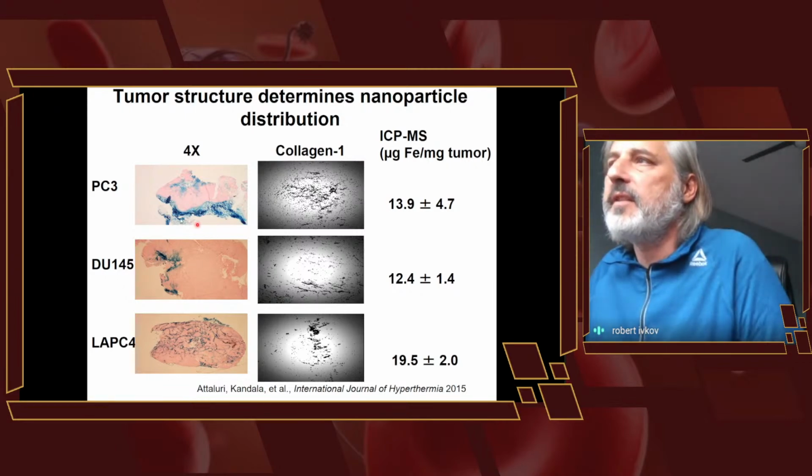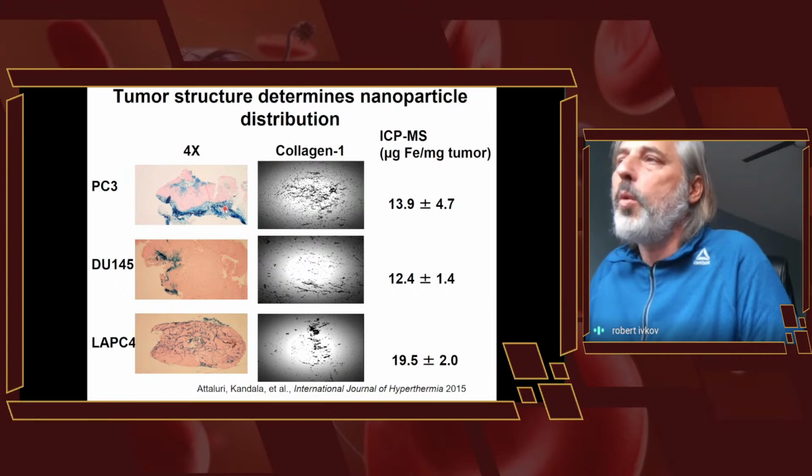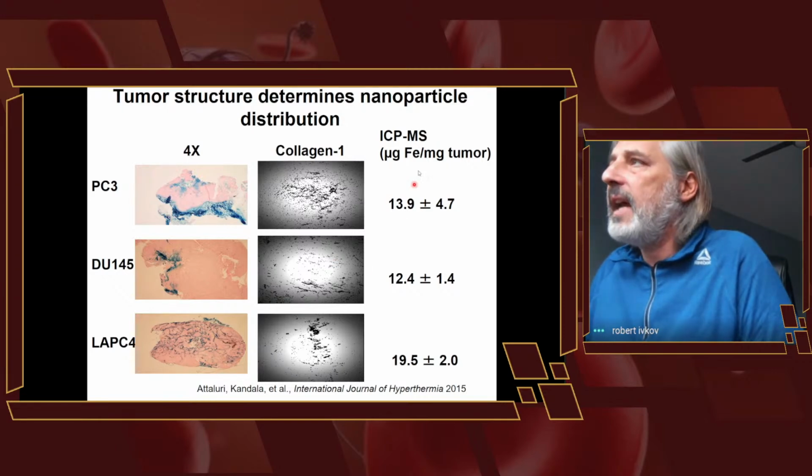And you can see that in the case of PC3, there is essentially a fairly widespread nanoparticle diffusion to one particular edge or boundary of the tumor. In the case of Du145, from what we can conclude, we probably lost a lot of the nanoparticles, and actually our ICP mass spectrometry confirmed this.